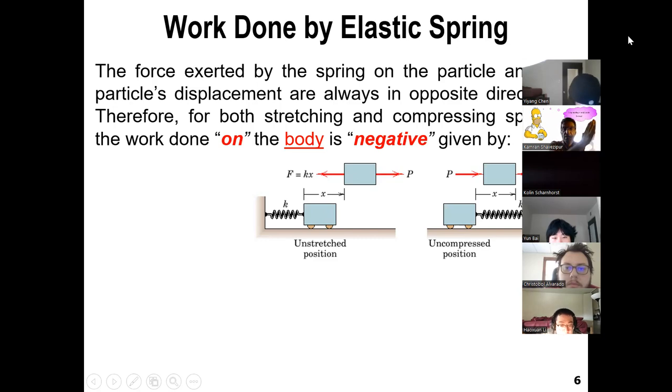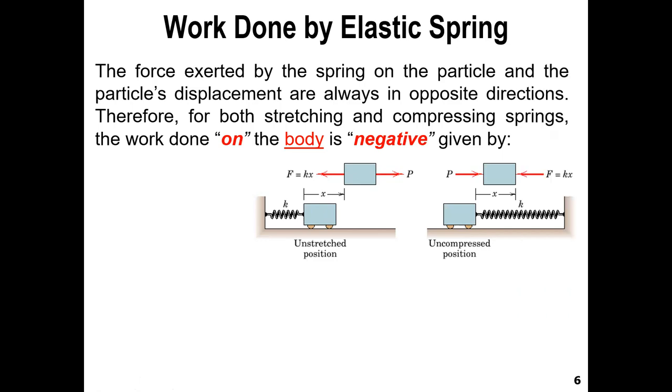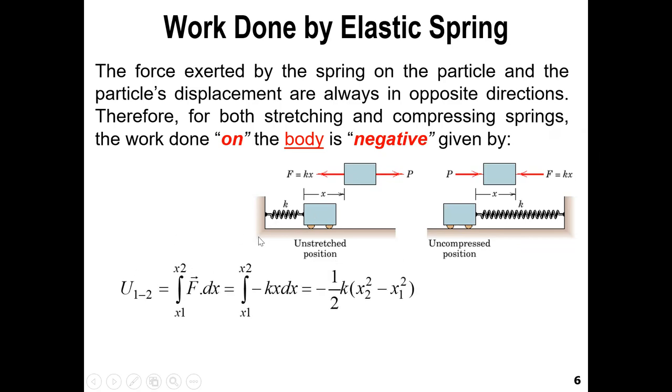You push it this way, the force is that way. You pull it this way, the force is backward. So the final point is for a mechanical spring, the spring force and the deformation are not in the same direction, always with a negative sign. So if that's the case, when you do F dx as vectors, your force and displacement are always in opposite directions. And your force is a function of x.